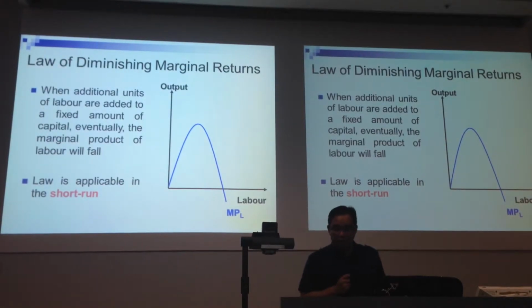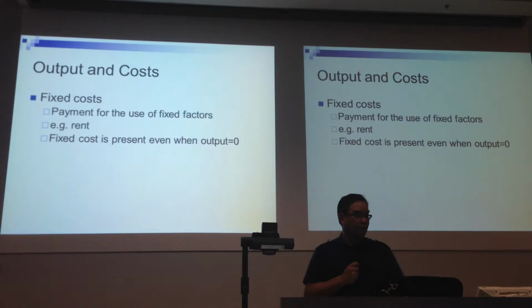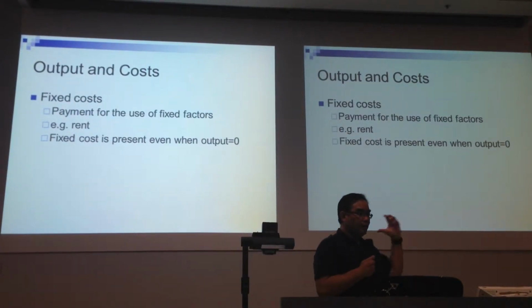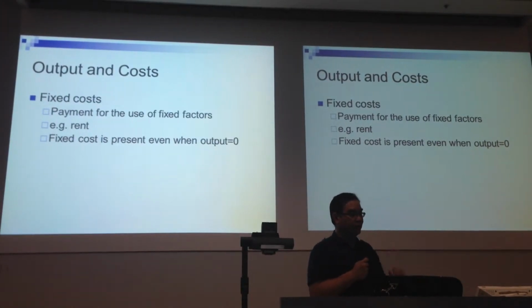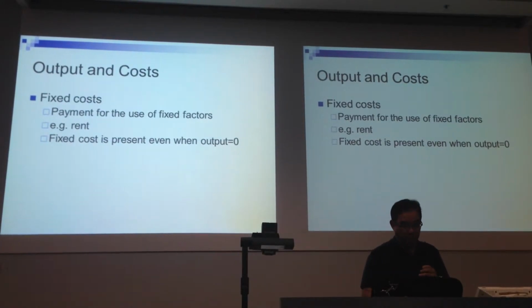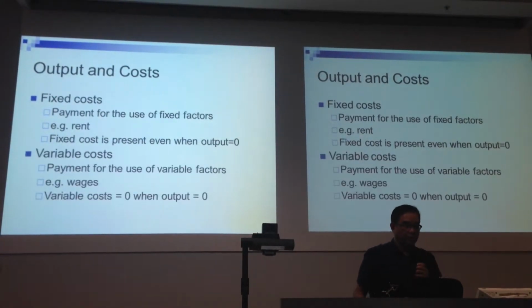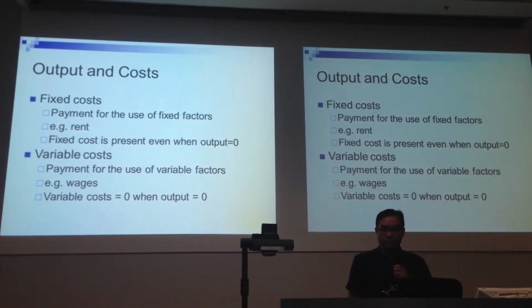Next we move on to short run costs. You should be able to differentiate between a fixed cost and a variable cost. A fixed cost is present even when the output is equal to 0. But in the case of a variable cost, when the output is 0, variable cost is also equal to 0.